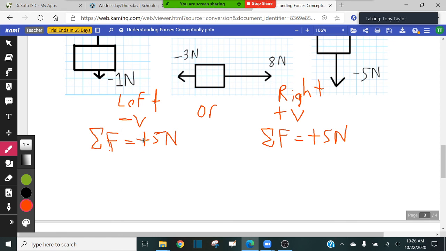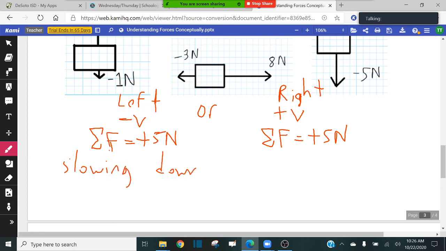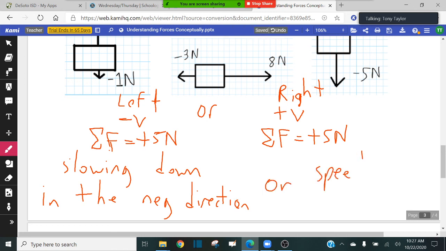Anytime one is negative and the other is positive, that means slowing down. So we could either be slowing down in the negative direction or we could be speeding up in the positive direction. So let me write it down. Slowing down, or we could be speeding up. Again, these are the possible scenarios that this force diagram could be depicting.